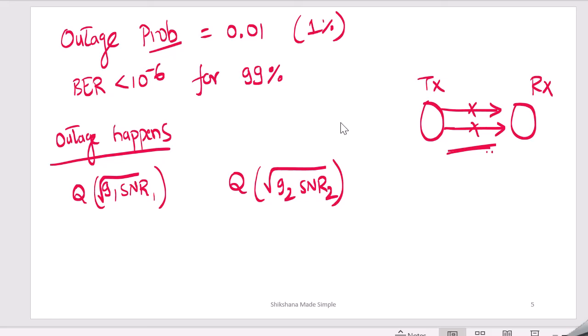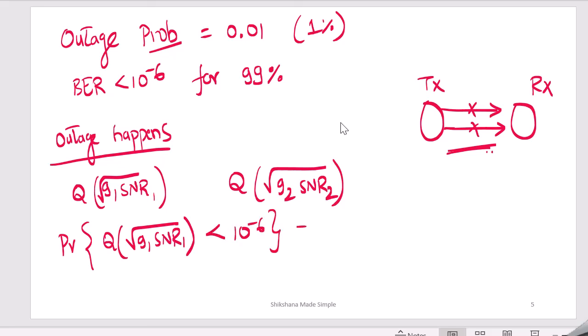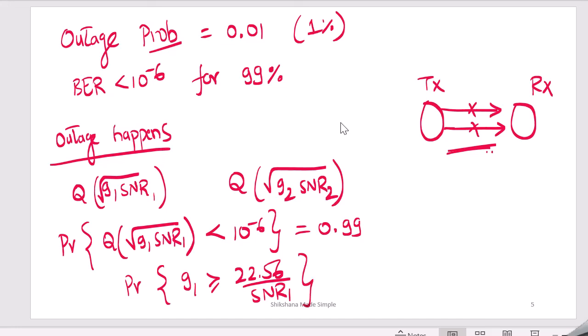Now earlier we had seen that the probability of this BER, which is Q of square root of G1 into SNR1, becoming less than 10 to the power of minus 6 for 99% of the times. So we had the equation which we have come across here. If you solve this, it becomes the probability of G1 greater than or equal to 22.56 divided by SNR1, right?